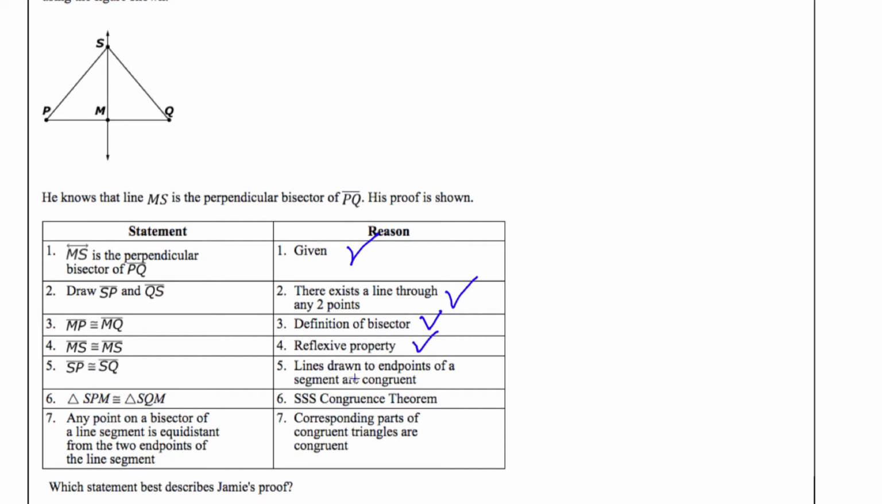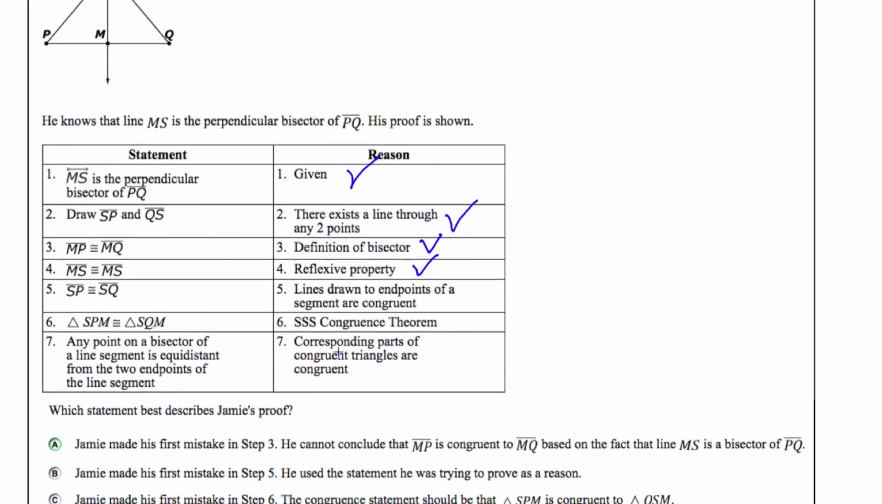Lines drawn to endpoints of a segment are congruent. His reasoning is kind of weird and wonky here. Like, what does he mean, drawn to the endpoints? Like, if I have this drawn to that point and this drawn to that point, if they both have an endpoint, then they're congruent? I don't know about that.